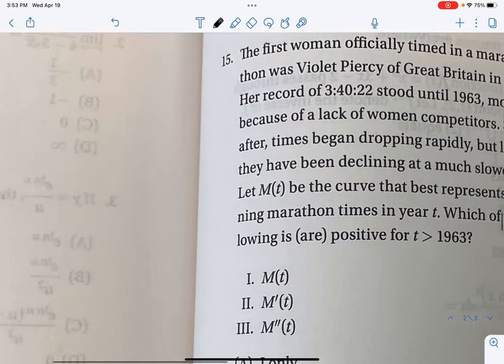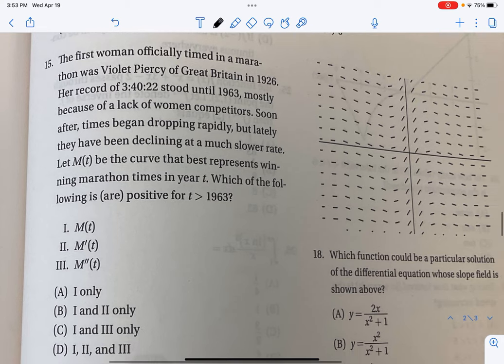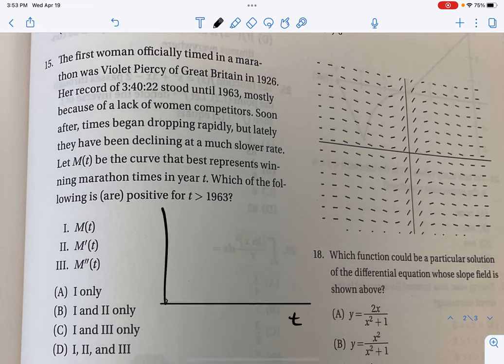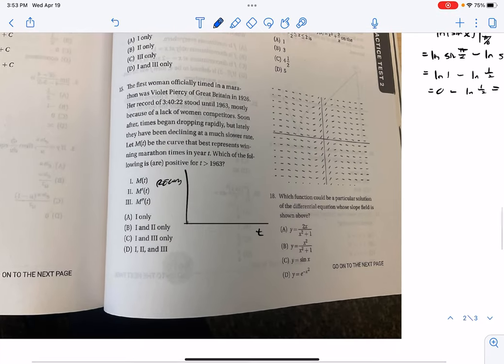And then the last one in this group. Okay, so we had a women's record in the marathon. It stood until 1963. And then soon after, times began dropping rapidly. But lately, they have been declining at a much slower rate. Right, so let's think about this. Here's time. Here's the record. The record has been going down. But lately, it has been going down at a slower rate. It looks like this. It's still going down, but it's not dropping as fast as it used to be.